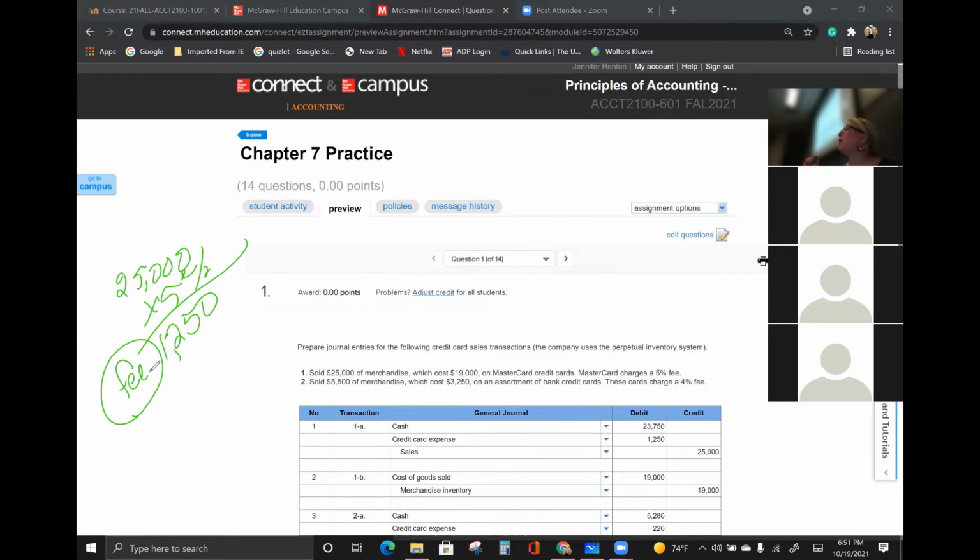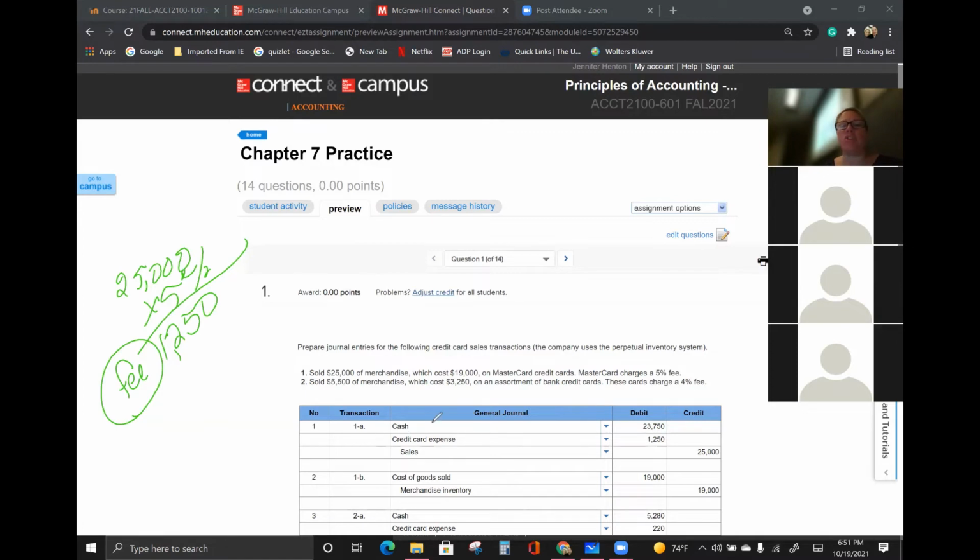It'd be the 25,000 times the 5% fee. Okay, so my fee is going to be $12.50. All right, so that's how much I'm not going to get in cash because I have to pay that as an expense. Now, how much do I have to set up my sale for? The full amount of the 25,000. That's my revenue. I've sold 25,000. So even though I'm not collecting all of that, I have to record my sale for how much it was.